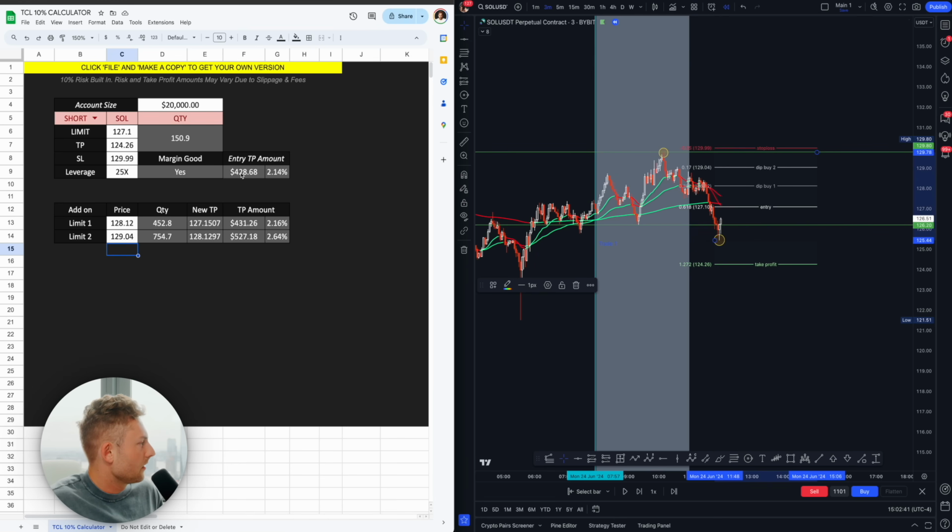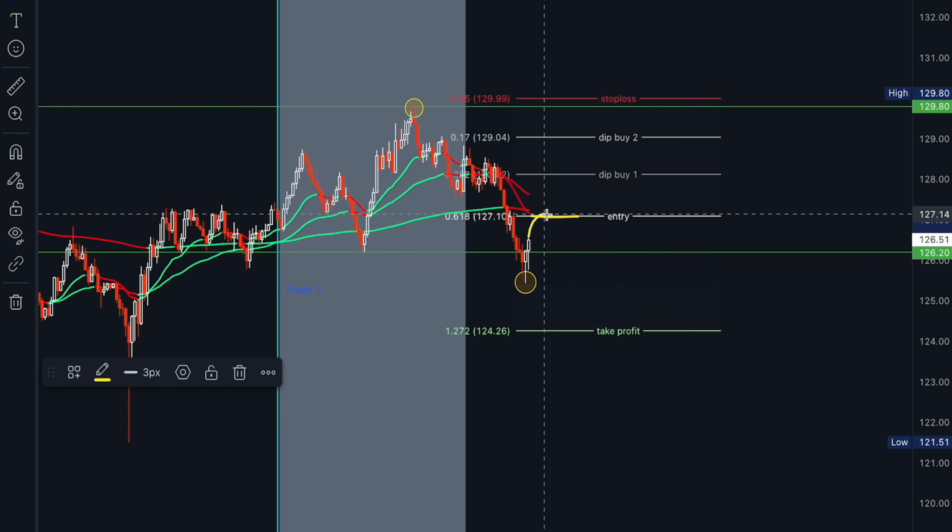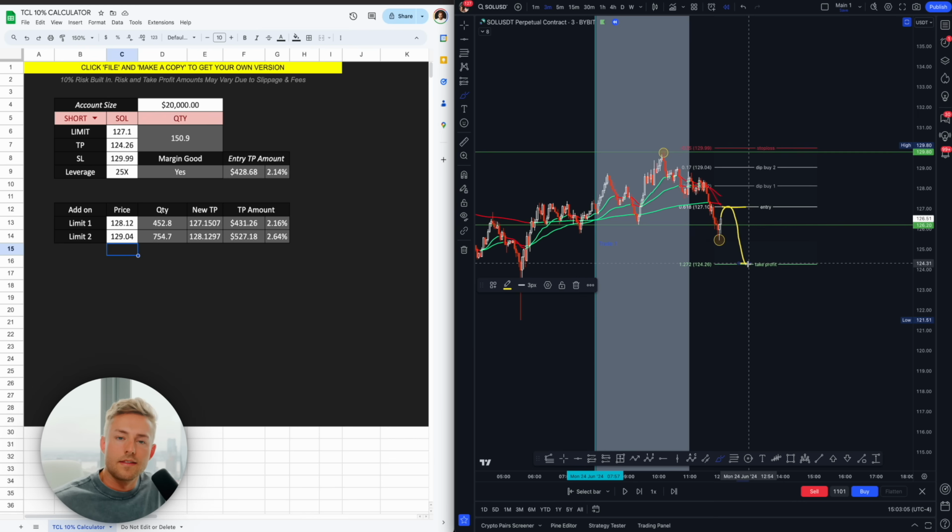The expected profit on our first order would be 428, limit 1 431, and limit 2 is actually going to be 527. So the deeper this retraces into our limits, the more money we're actually going to make if this turns around by a small amount. Now, the cool thing about this system, off of our first entry, which would be right here, if the price comes up and turns around, gets us out for full profit, that's great. That's allowing us to follow this trend. That's essentially the goal of this system.